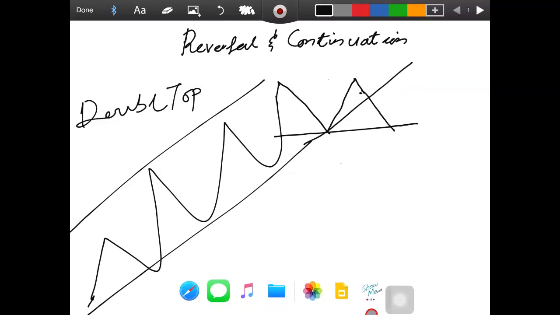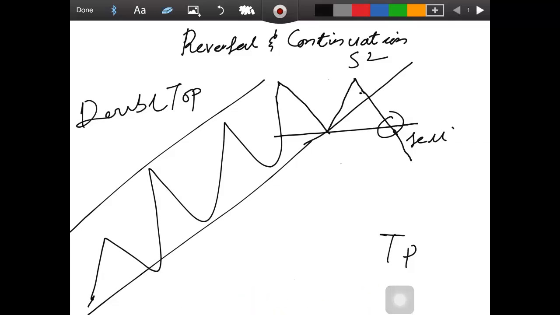Once it breaks the neckline, this is a hint that this pattern is likely reversing, and that is why with the double top we sell here. Put your stop loss above, reasonably enough space above, and then you expect a take profit reasonably down there. So your double top and your double bottom are reversal patterns.